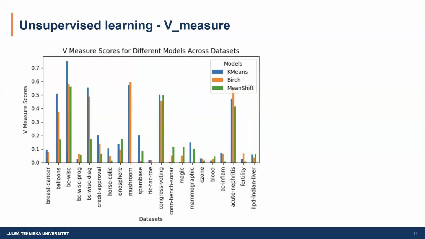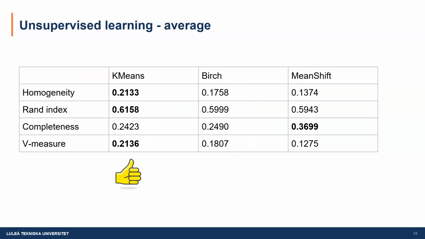And V-measure is the harmonic mean of homogeneity and completeness. It balances both homogeneity and completeness, ensuring a more robust evaluation. And here in this slide, we also show the average of all 21 datasets. And in general, K-means performs better than Birch and mean shift.